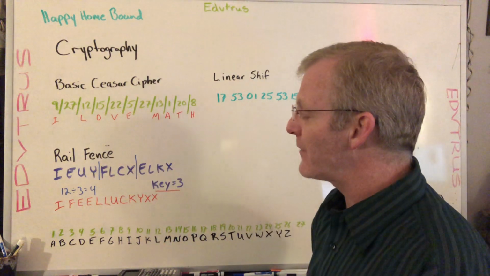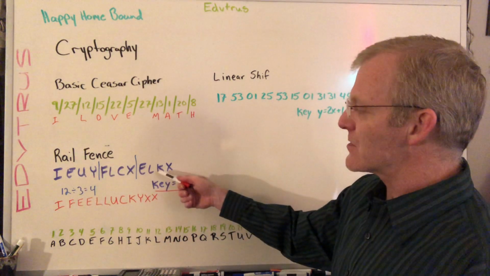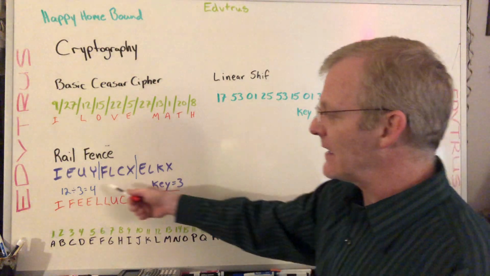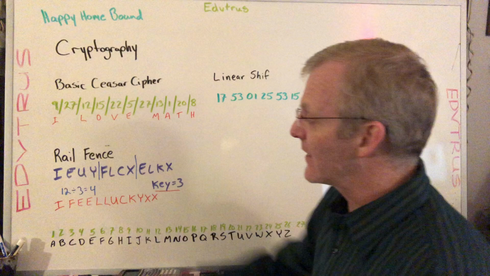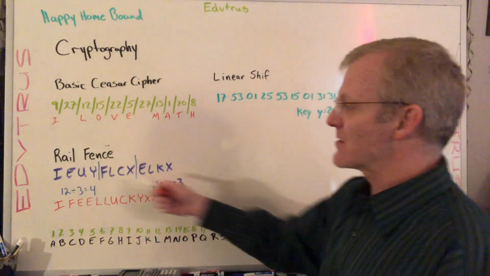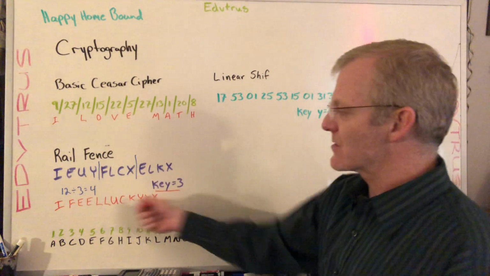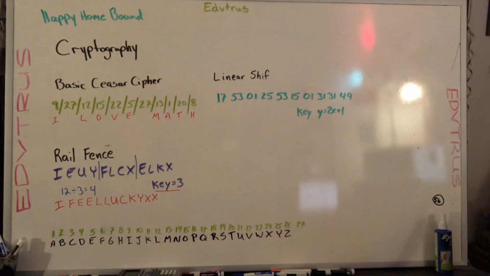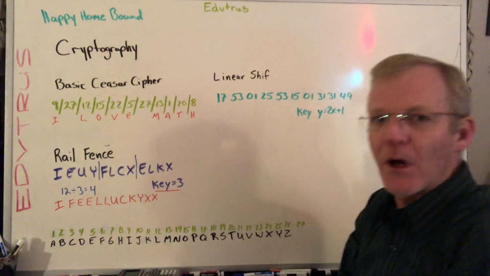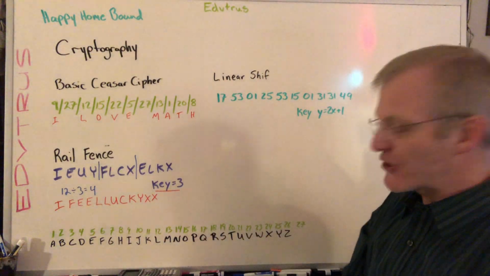So there's your rail fence. You count up the number of letters, divide that total by the key, to get how often you put in a fence post. Then you take the first letters, the second letters, the third letters, the fourth letters, and write them out, and you get your code. Okay, now, last one, linear shift.